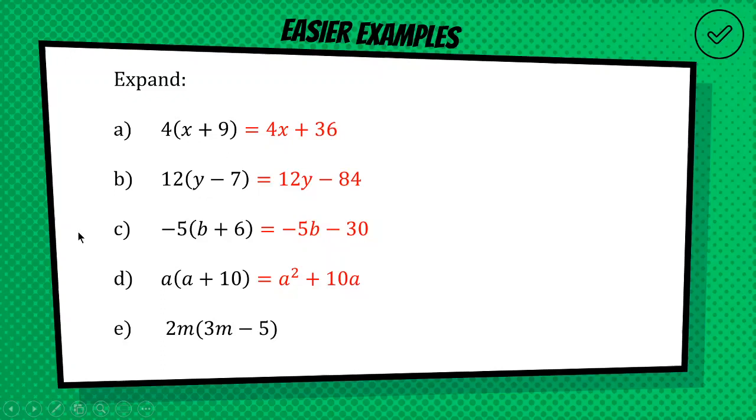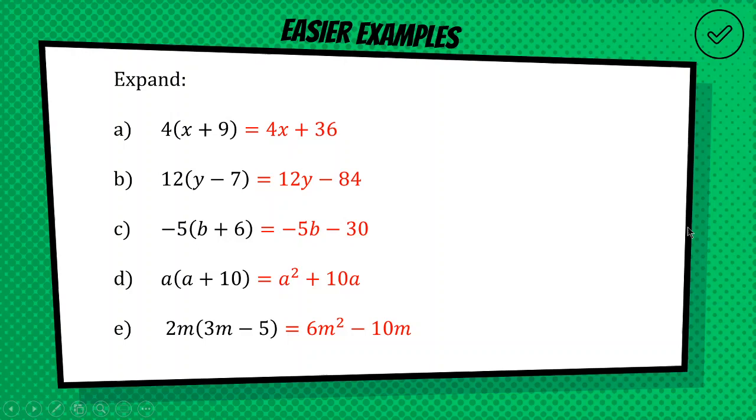And now for the last one on this page, we have 2m multiplying first with 3m. So we've got 2 times 3 is 6. M times m is m squared. And now we have 2m multiplying with 5. So 5 lots of 2 mangoes would be 10 mangoes. And there was a minus in here, so there's a minus out there.